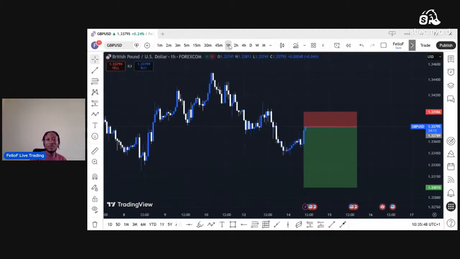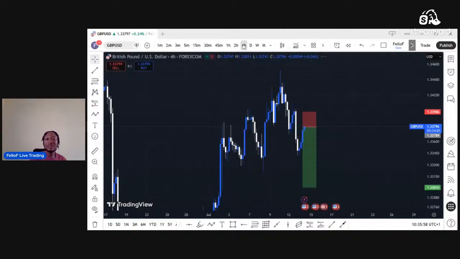So risk only what you can afford to lose. Don't go in full margin because maybe someone shared a signal and you feel like, oh, it's gonna hit TP. It's not a must. It can still stop you out.